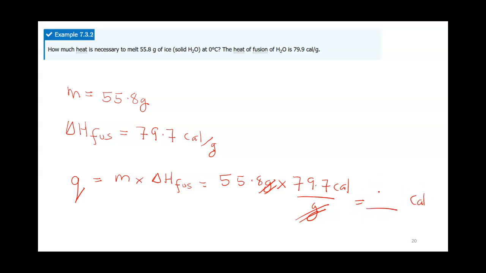Now we'll have a look at this and think about significant figures. This number here has 3 sig figs. This number here didn't get used. And this number here has 3 sig figs. So once I've performed this calculation, I'm going to round my answer to 3 significant figures. So 55.8 times 79.7. And then that comes out to be 4,450 calories.